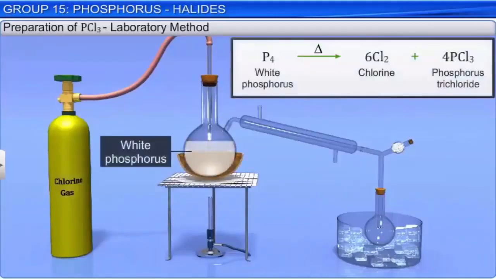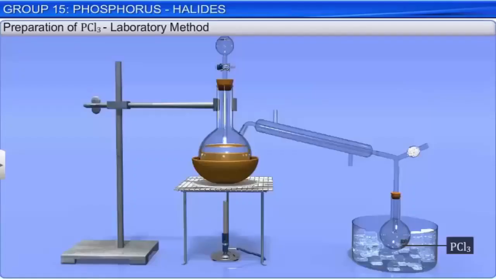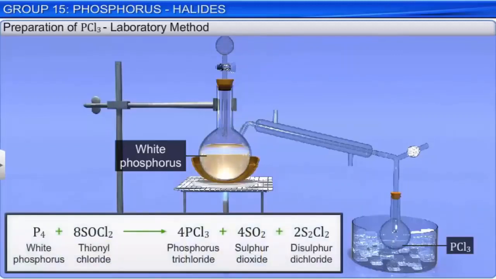White phosphorus is placed in a retort and gently heated over a water bath. A current of pure and dry chlorine gas is passed over the white phosphorus. Phosphorus trichloride distills off, and the vapors are condensed in a water-cooled receiver. Phosphorus trichloride can also be prepared by the action of white phosphorus on thionyl chloride. The equation for this reaction is given here.